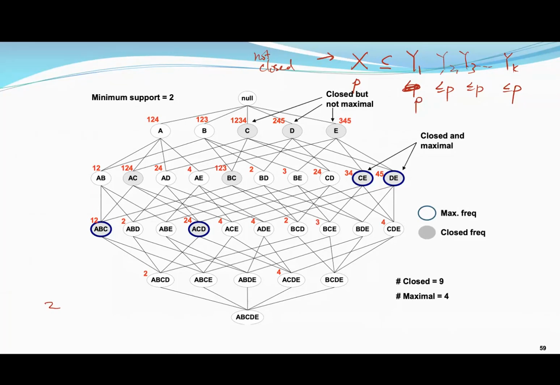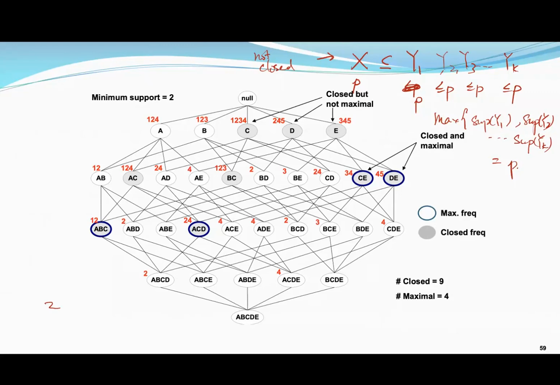So it means the maximum of all the support counts of these immediate supersets has to be equal to P, right? So that means that the support count of X, which is P, can be determined by the maximum of all the supports of the Y's, right?